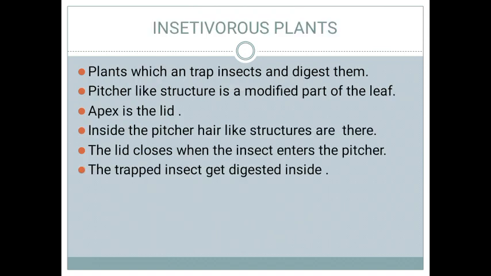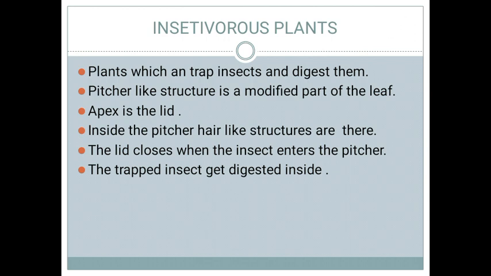Next sort of nutrition is, as we see in insectivorous plants. Insectivorous plants, the word itself indicates that the plants are related with insects. Yes, those plants which eat insects, those plants which trap insects and digest them are known as insectivorous plants. We can see a lot of plants like Venus flytrap, pitcher plant, sundew plant, all are showing this sort of nutrition also.